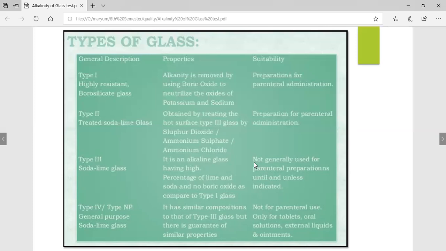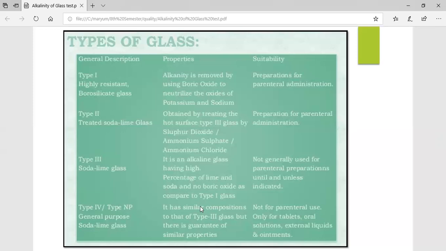Then comes the type 4 glass, or the type NP glass, or type O glass. It is general purpose soda lime glass. It is the glass with the maximum leaching property. It has a similar composition to type 3 glass, but there is no guaranteed similar property. They both have relatively similar leaching property, hydrolytic stability, and the reactivity is either the same. It is not very safe for the parenteral dosage form. So it is used for tablets.